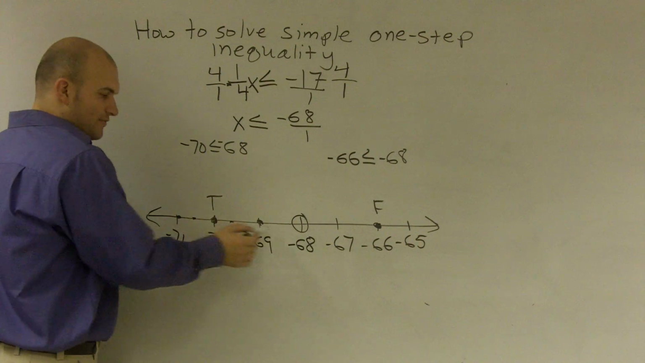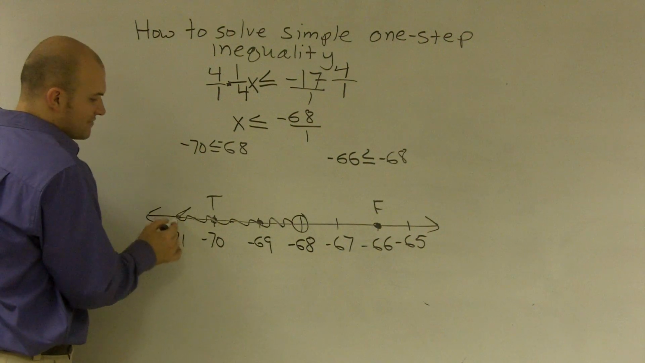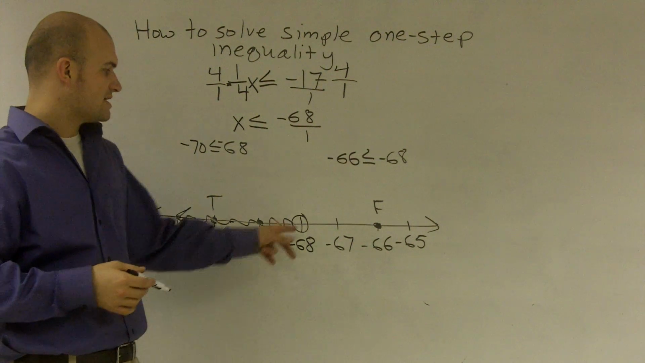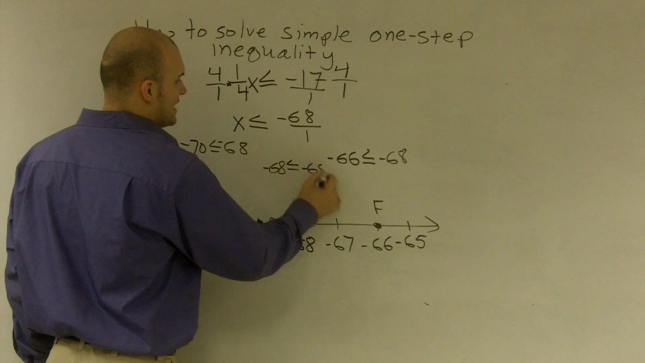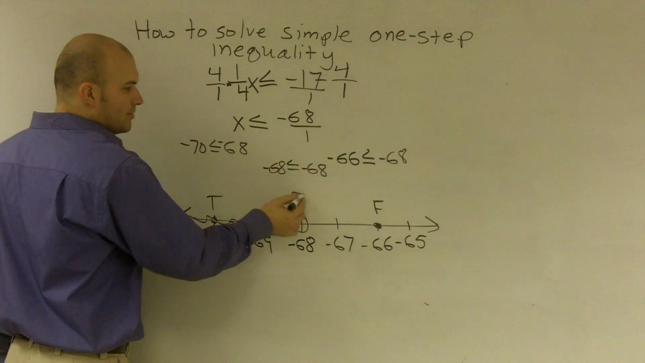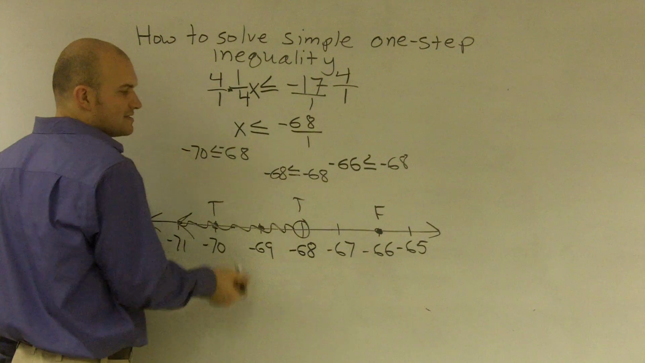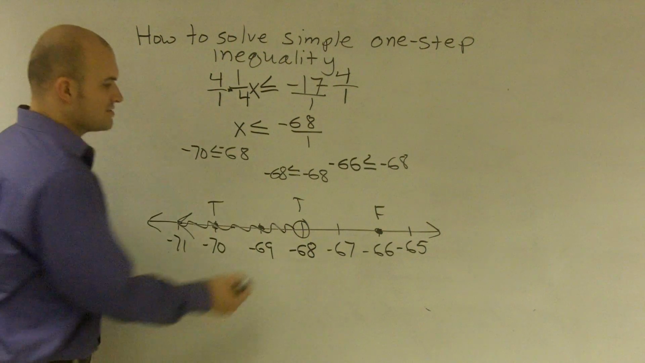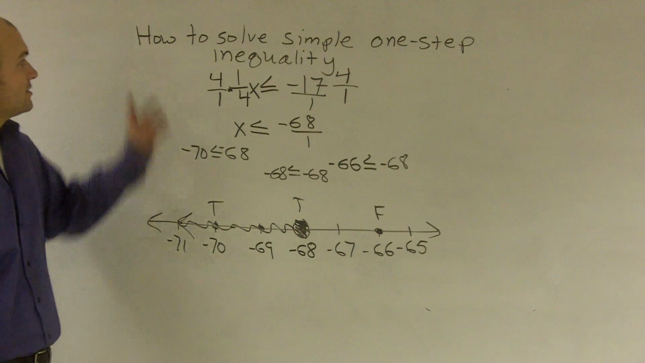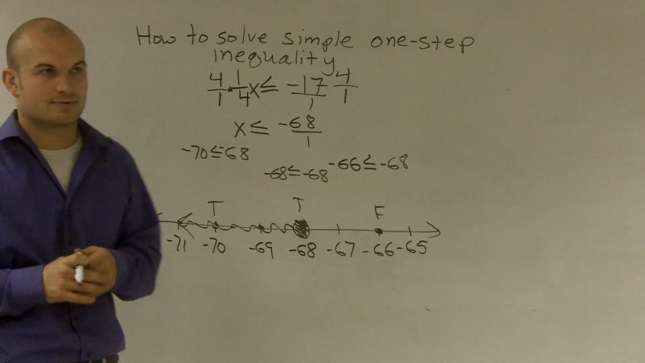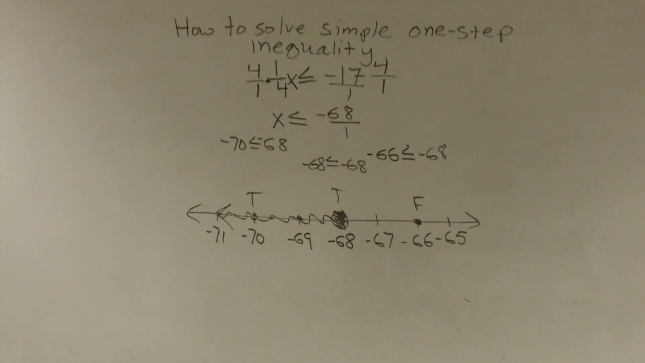So rather than making a point for every single possible point, even my decimals, I'm just going to shade to the left. Now the last thing we need to do is test our point. Is negative 68 less than or equal to negative 68? That is obviously going to be true because it's less than or equal to. We know negative 68 is equal to negative 68, so that's going to be true. Since it's true, we're going to shade in our circle, and therefore we have our graph of the inequality. So that's how you solve simple one-step inequalities.